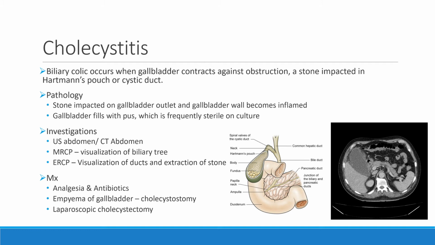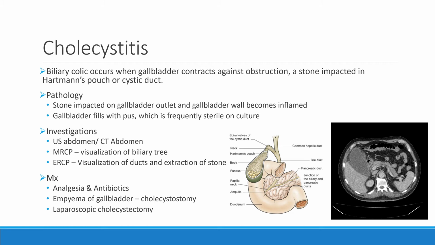In terms of pathology for cholecystitis, the stone is usually impacted in the gallbladder outlet and the gallbladder wall becomes inflamed, as we note in the ultrasound scan. Sometimes it tends to be impacted in Hartmann's pouch or the cystic duct. And the gallbladder then fills with pus, which is frequently sterile on culture.